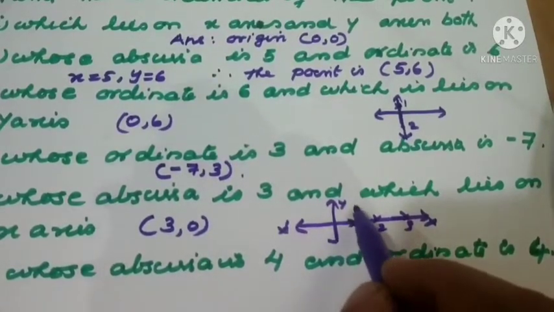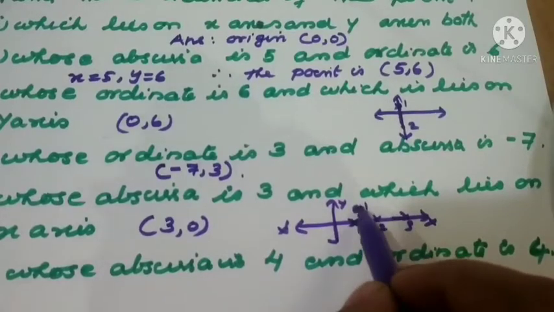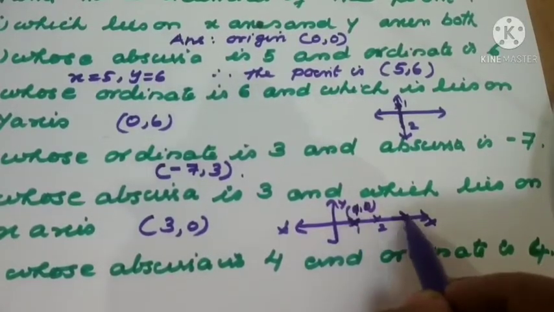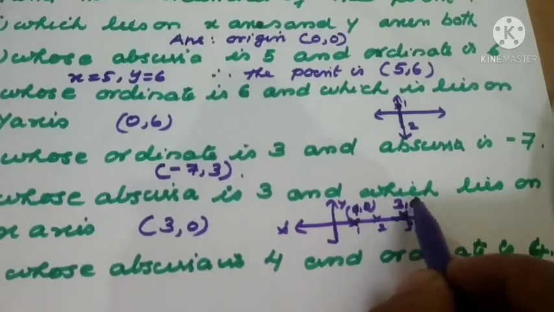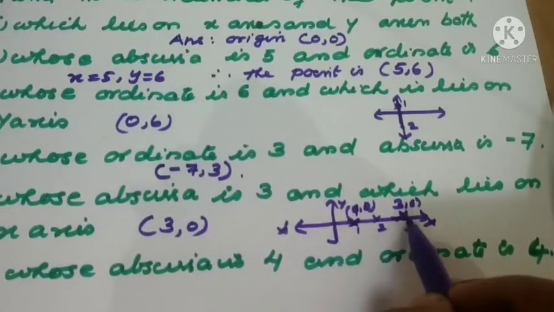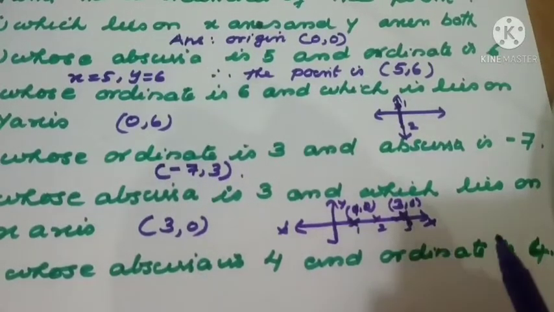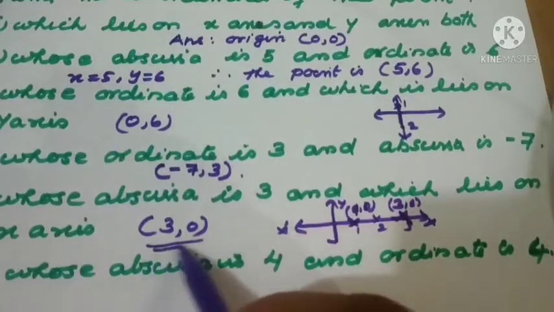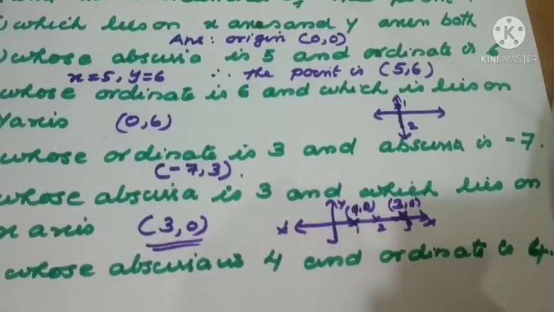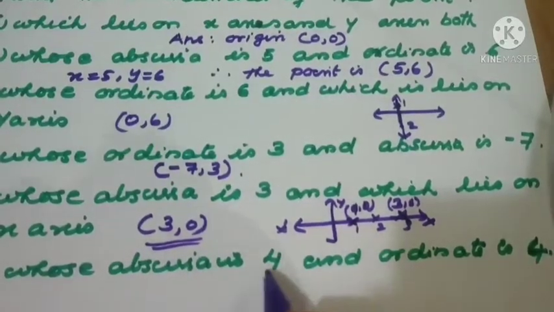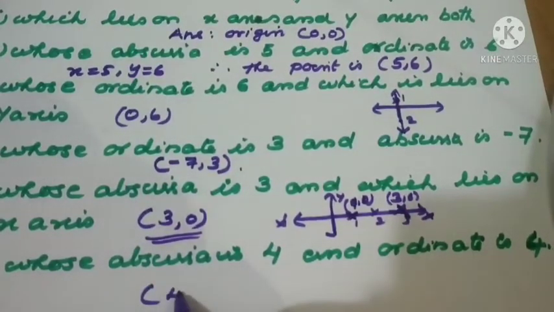Okay, here 0 comma, 1 comma 0. Again, we want 3 comma 0, because we are moving along a distance of 3 on the x-axis. So the coordinate is 3 comma 0. Next, whose abscissa is 4 and ordinate is 4? Both are 4 only, so it is easy to write the value: 4 comma 4.